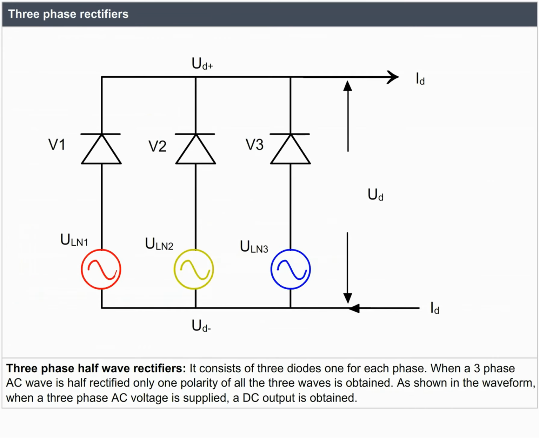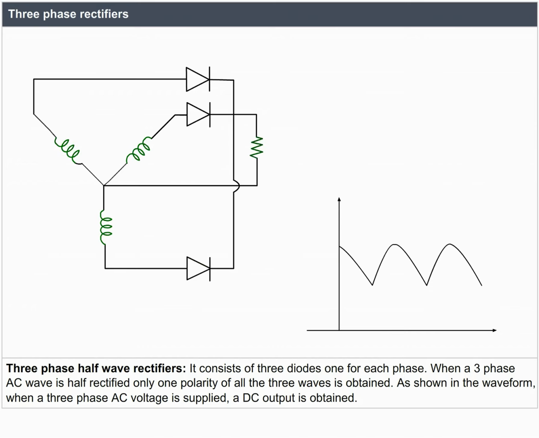Three-phase half-wave rectifier. It consists of three diodes, one for each phase. When a three-phase AC wave is half-rectified, only one polarity of all the three waves is obtained. As shown in the waveform, when a three-phase AC voltage is applied, a DC output is obtained.